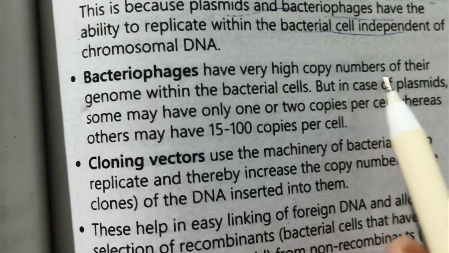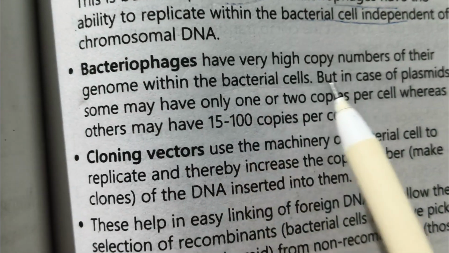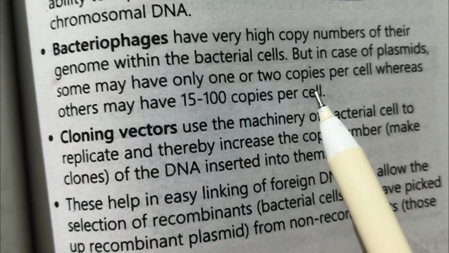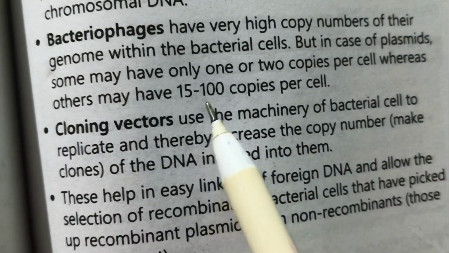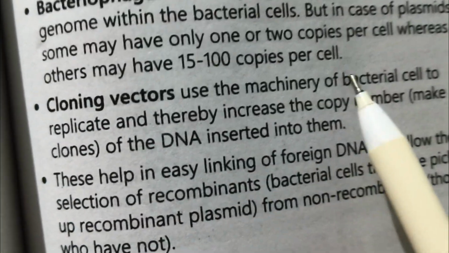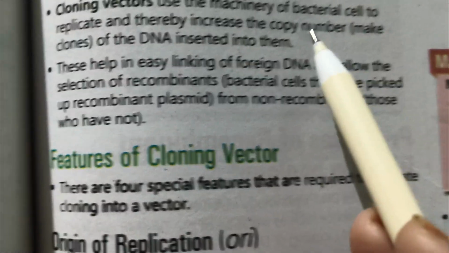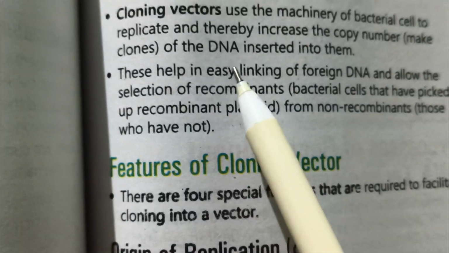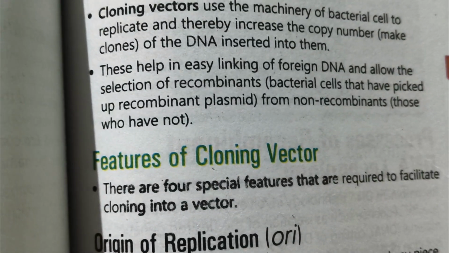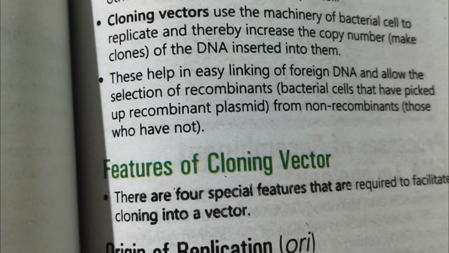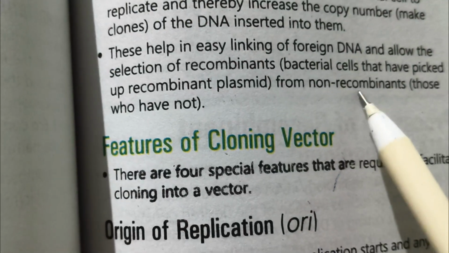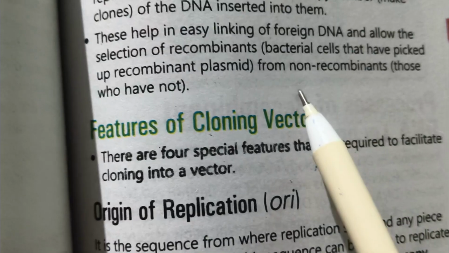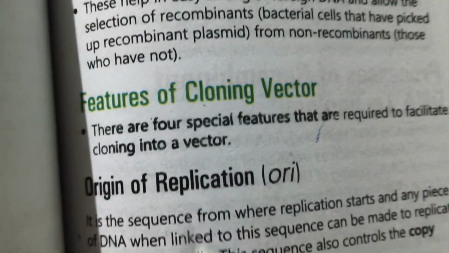Bacteriophages have a very high copy number of their genome within the bacterial cell, but in the case of plasmids, some may have only 1 or 2 copies per cell, whereas others may have 15 to 100 copies per cell. Cloning vectors use the machinery of the bacterial cell to replicate, thereby increasing the copy number and making clones of the DNA inserted into them. This helps in easy linking of foreign DNA and allows the selection of recombinant bacterial cells that have picked up recombinant plasmid from non-recombinant ones that have not.